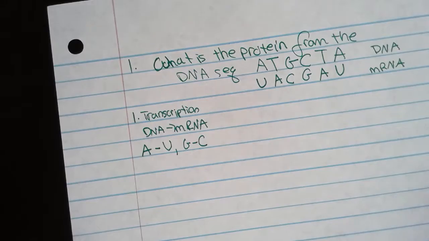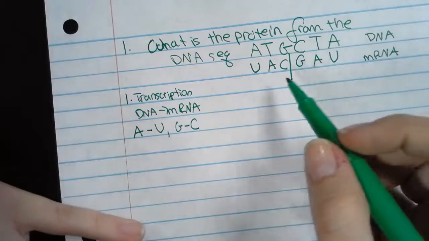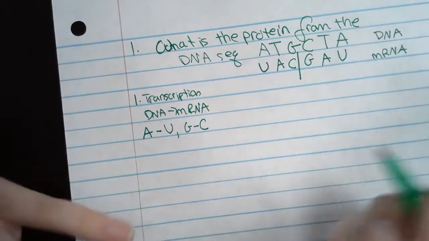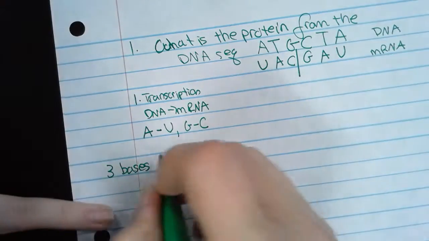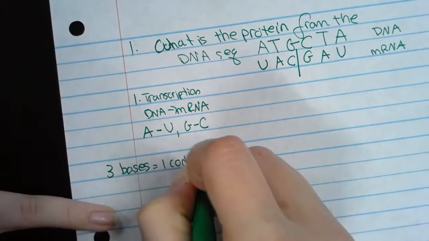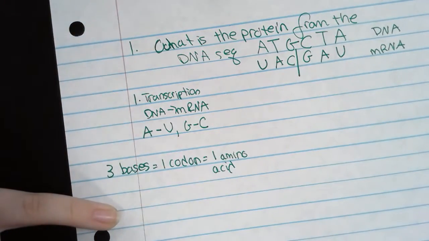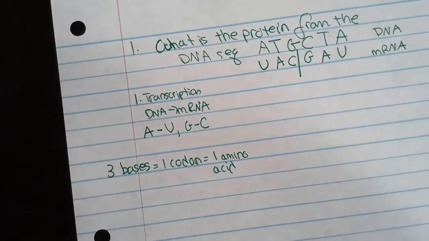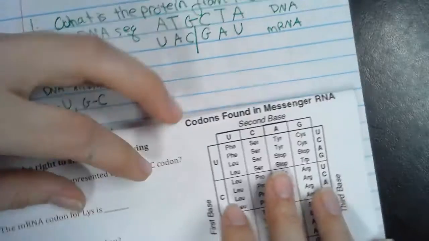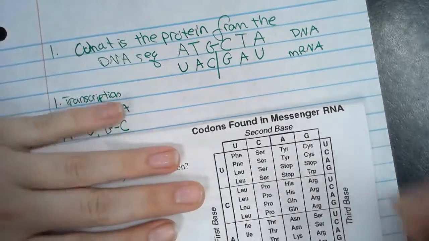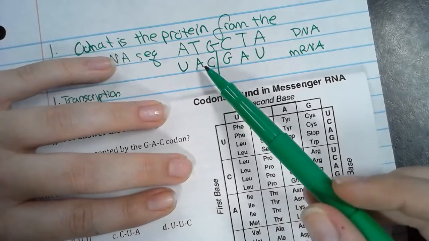Okay. Now that I've made my mRNA strand, I need to divide my mRNA strand into codons. So remember that 3 bases, which is what each of these letters represent, equals 1 codon, which equals 1 amino acid. Now I get to use this fun little chart that all of you love. I'm only going to use what is on the mRNA. So my first codon is UAC.